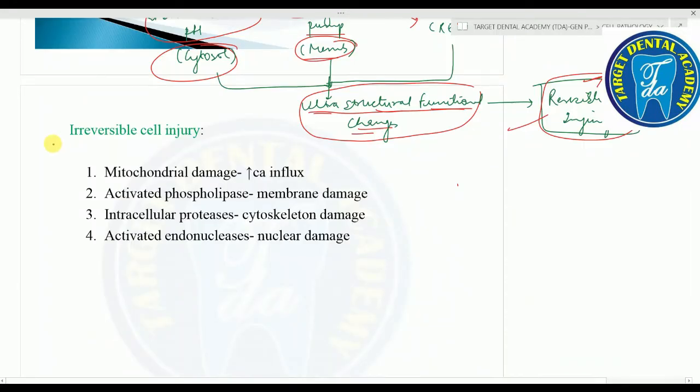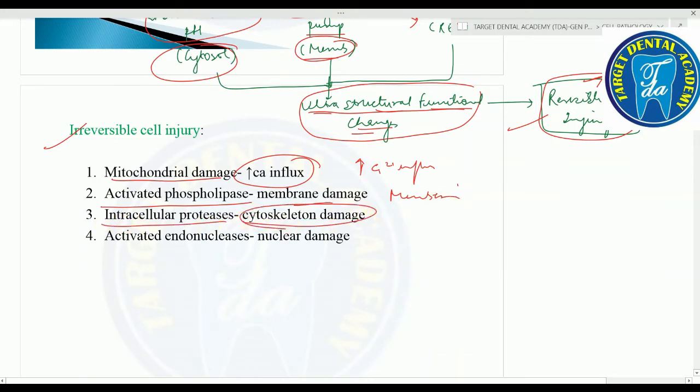Now next is the irreversible injury. So mitochondrial damage leads to increased calcium influx. The activated phospholipase leads to membrane damage. The intracellular proteases lead to cytoskeletal damage, while the activated endonucleases lead to nuclear damage.